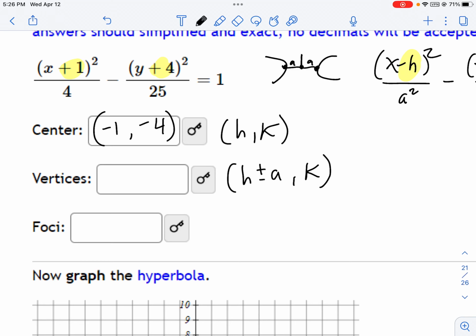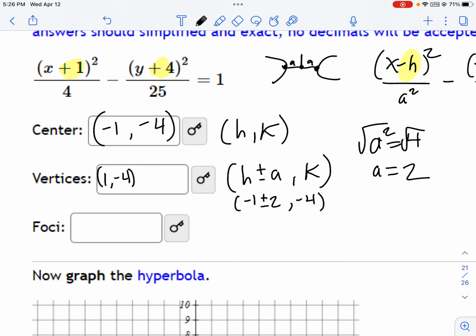So let's find that. So our a squared, right? A squared is what we see under our x, and that number we see there is 4. So our a squared equals 4. Take the square root, our a is 2. Right? You don't need the plus or minus because you already have the plus or minus a there. So that means that we have essentially negative 1 plus or minus 2, comma, negative 4. So negative 1 plus 2, 1, comma, negative 4. And then we have negative 1 minus 2, negative 3, comma, negative 4. And those are the vertices for your hyperbola.